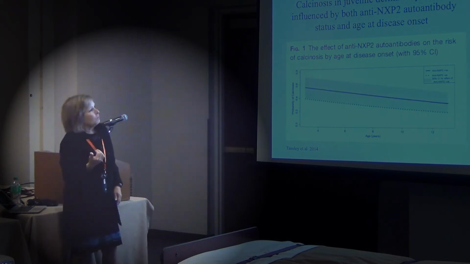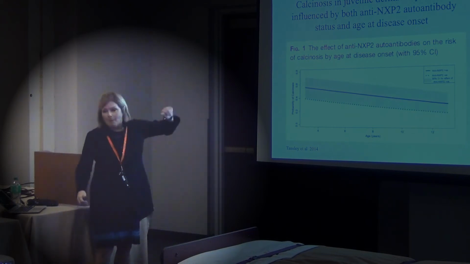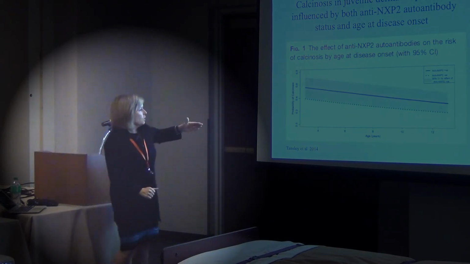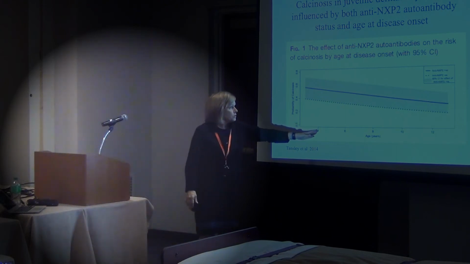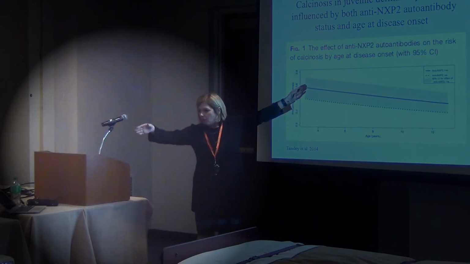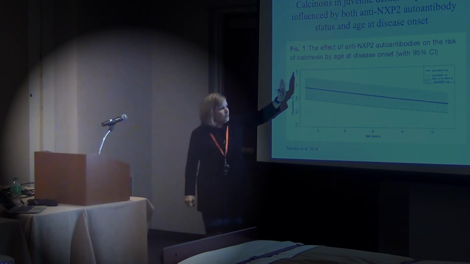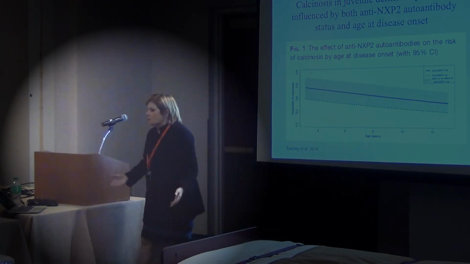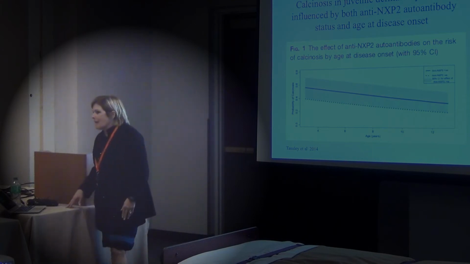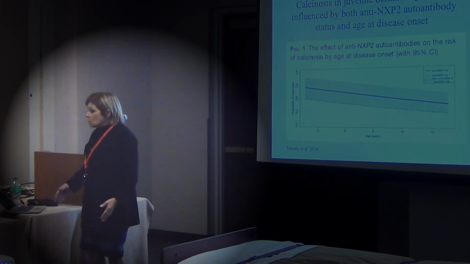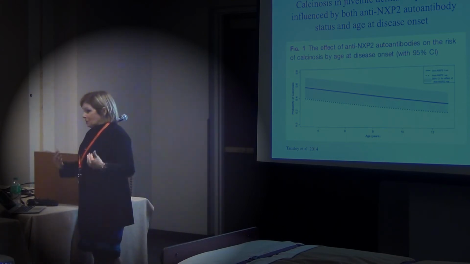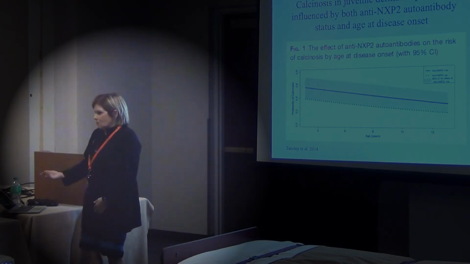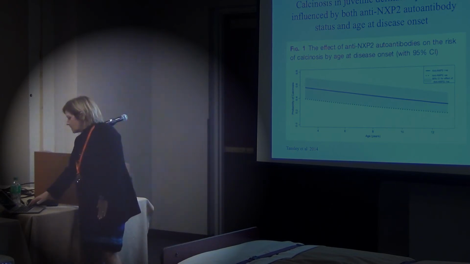The other thing we know is that if you have this antibody like NXP2 and you were young, like under age 4, your chances of getting calcinosis are really high. But if you have the antibody and you're age 10 or 12, the chances are much less that you have calcinosis. So we also know how old you are when this starts. What are the chances that you're going to have some of these problems and side effects?